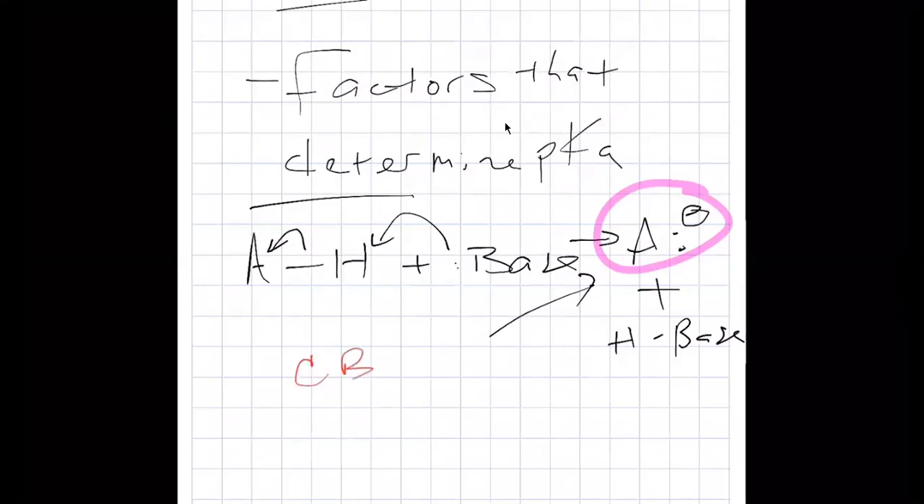So conjugate base stability. And a layman's way to say that is how well does the conjugate base handle that charge? All those electrons. That's what we're dealing with. pKa is basically determined by the stability of the conjugate base. How well that atom, where that charge is, holds up with that extra pair of electrons. That's what we're looking at.